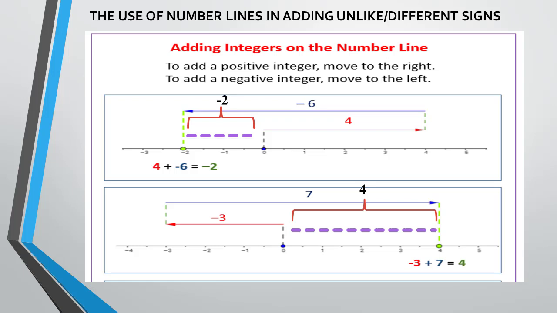And in our second figure, positive 7 is represented by a longer ray pointing towards the right as compared to negative 3, which is pointing towards the left. Hence, a difference of 4 units to the right of 0 is equal to positive 4.